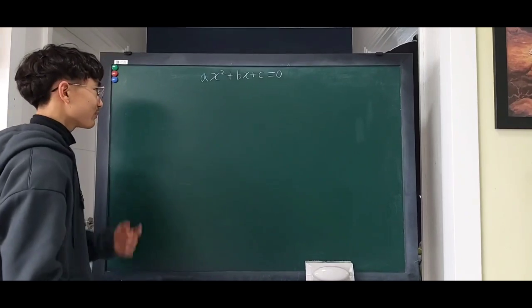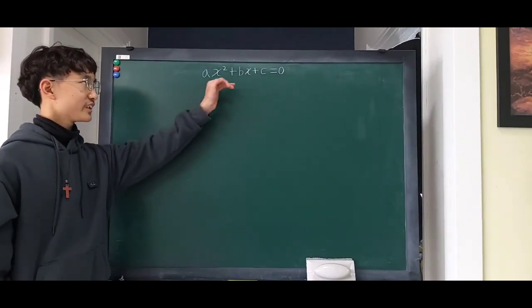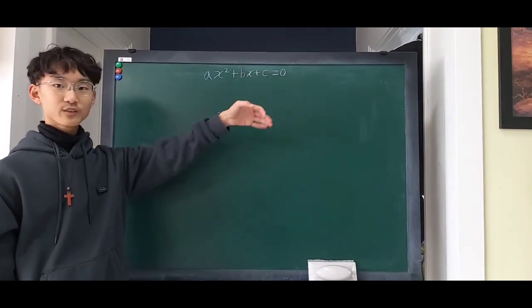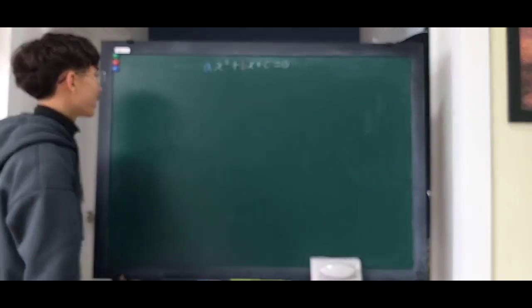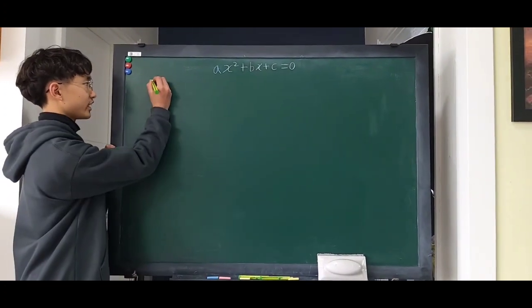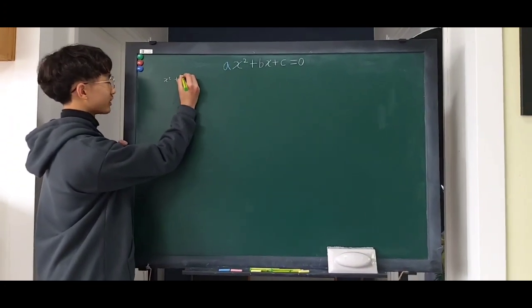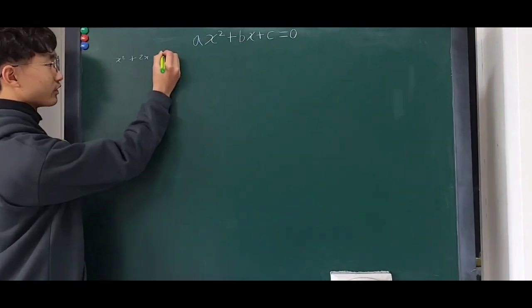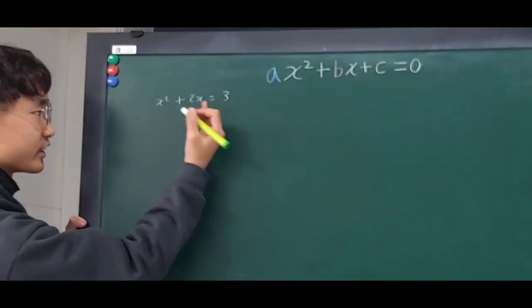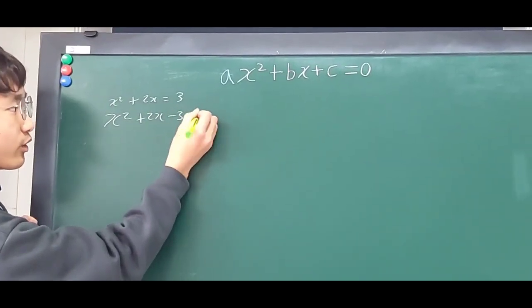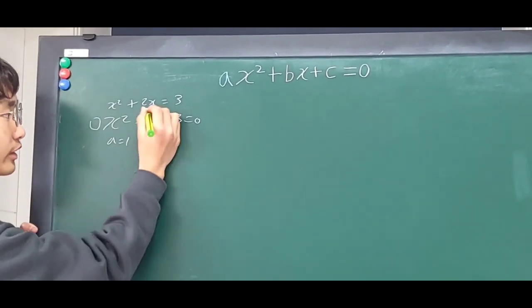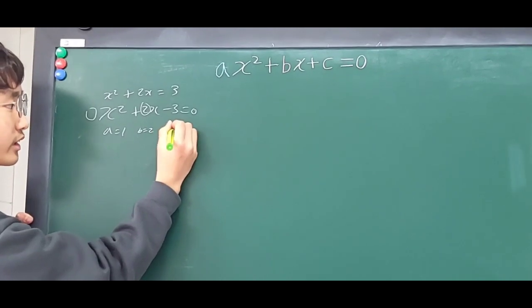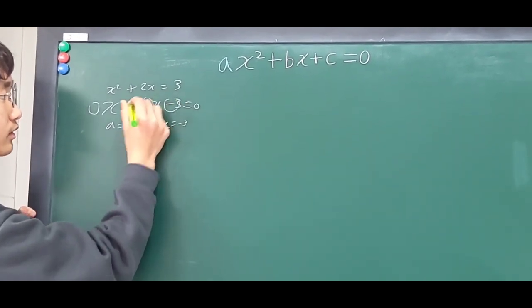So first, basically quadratic equation looks like this: ax squared plus bx plus c equals 0. This is basic quadratic equation, it's basic form. And so for example, when I say like x squared plus 2x equals 3, then I can change this to like x squared plus 2x minus 3 equals 0. That means a equals 1 here, and b equals 2 here, and c equals negative 3, like this.